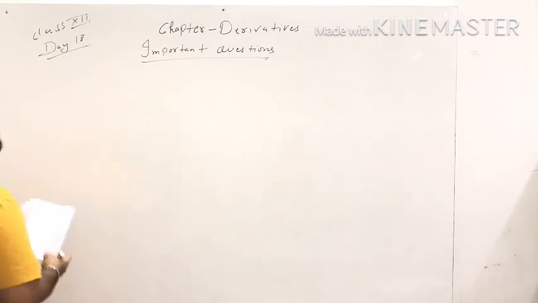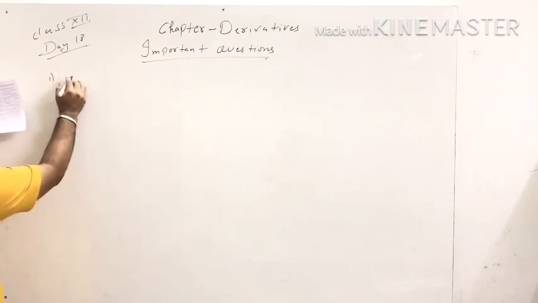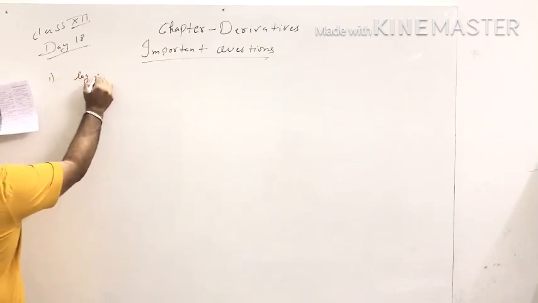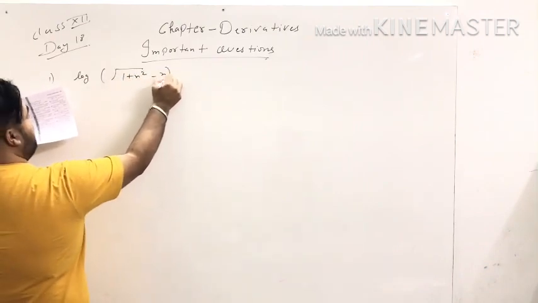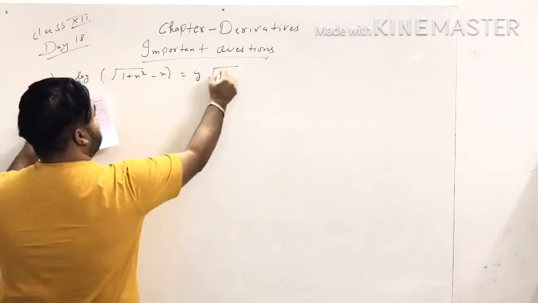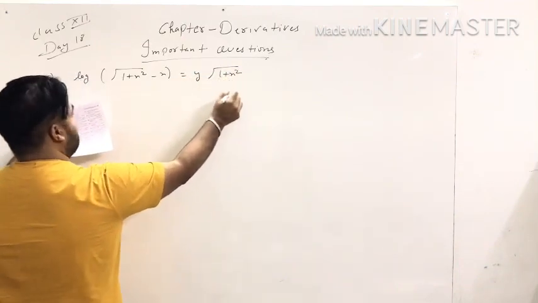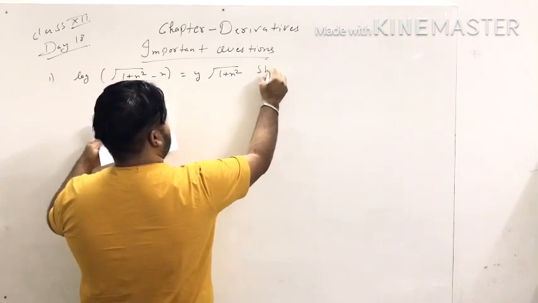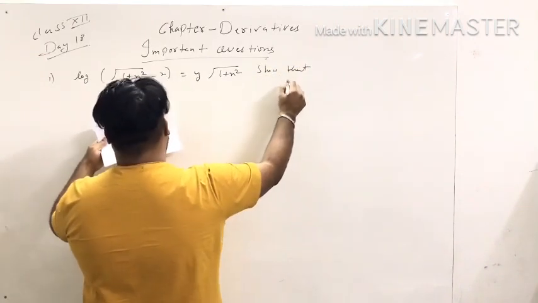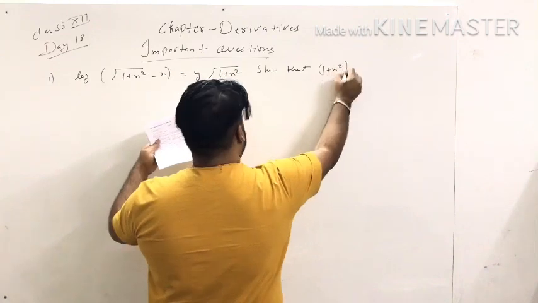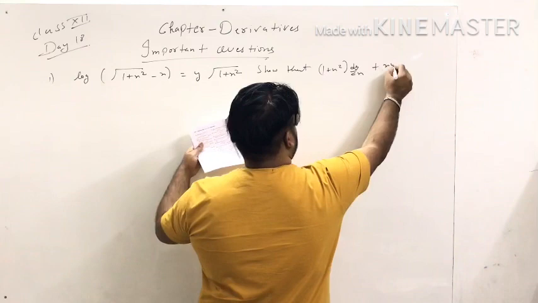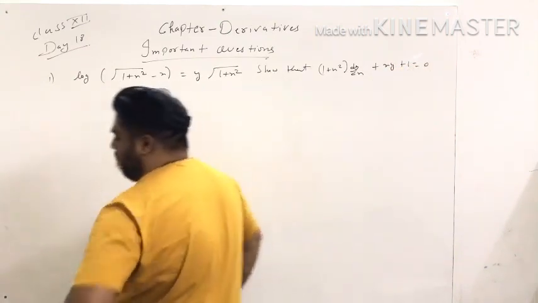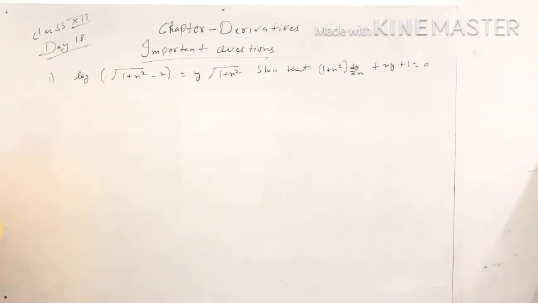So the first question: log root 1 plus x square minus x equals y root 1 plus x square. Show that (1 plus x square) dy/dx plus xy plus 1 equals 0. So this is the first question for today. Now the solution.